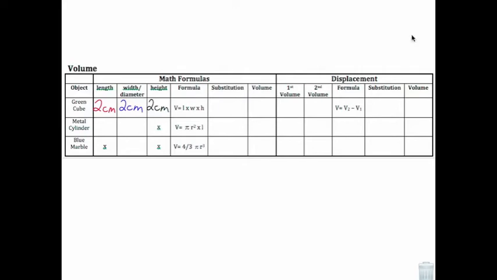Now it's time for math. Volume equals length times width times height. So it's 2 times 2 times 2, which equals 8 cubic centimeters.